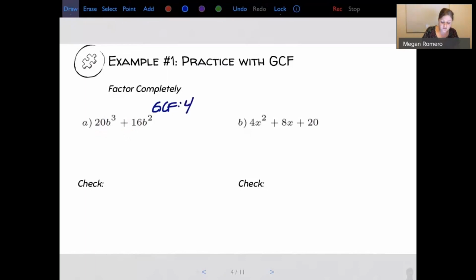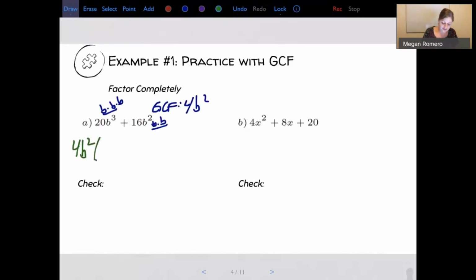And between b cubed and b squared is the common factor in both. And to see that, you can write this as b times b times b, b times b. There's 2 here, and there's also 2 there as well. So our greatest common factor is 4b squared. So essentially what we're doing is we're pulling that out and determining what's left. So we have 4b squared.